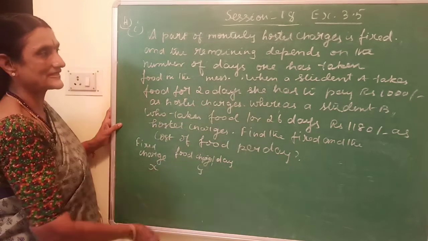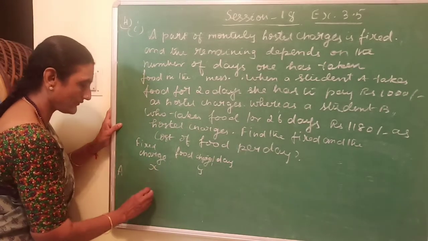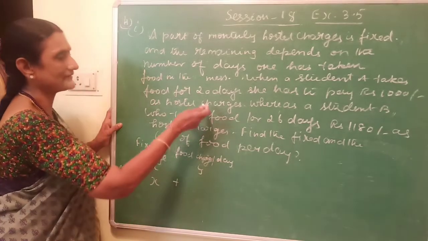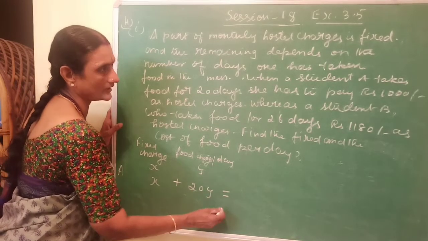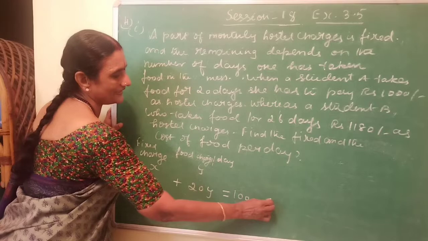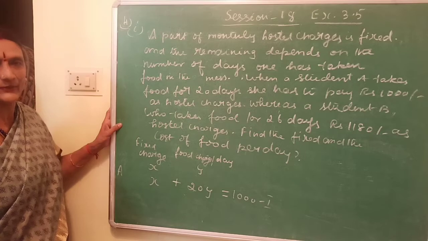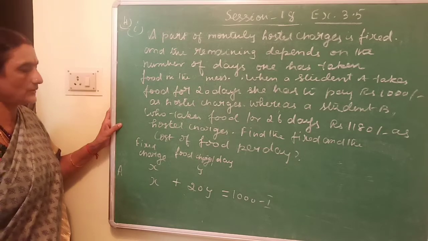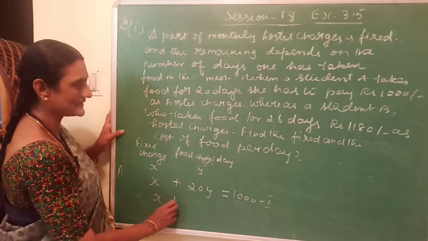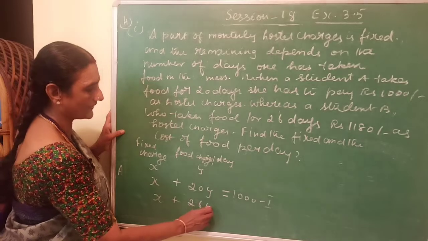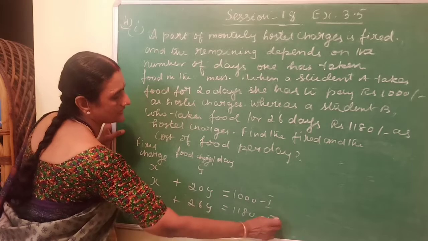The first, for the person A, he pays 1000 rupees. So for A, this is fixed charges plus he takes food for 20 days. So it is 20y and the amount comes to rupees 1000. So this is equation 1. Are you understanding? So x plus 20y is equal to 1000. So that is equation 1. And for the second equation it is x plus he takes food for 26 days, 26y. So that is equal to rupees 1180. This is equation 2.